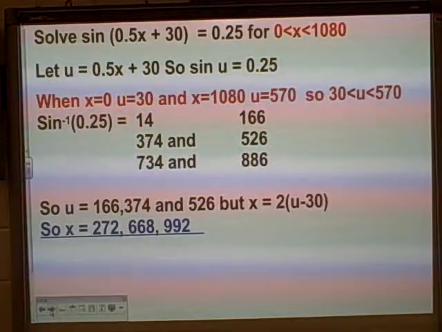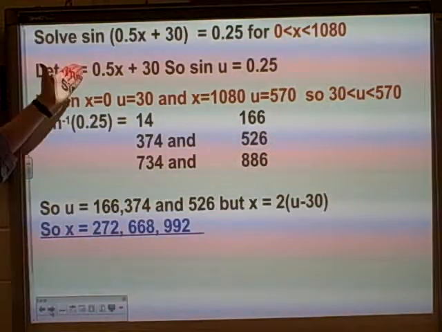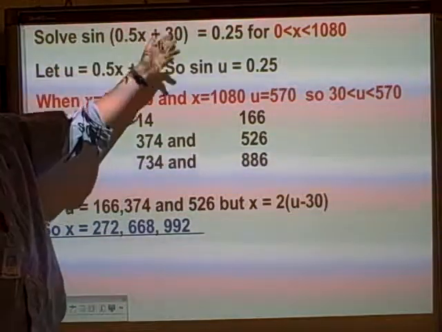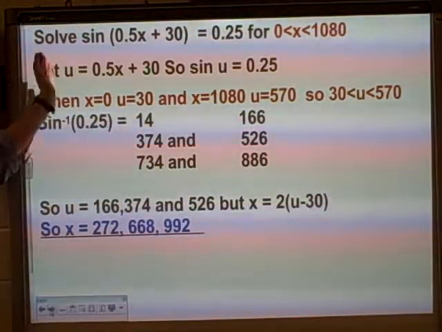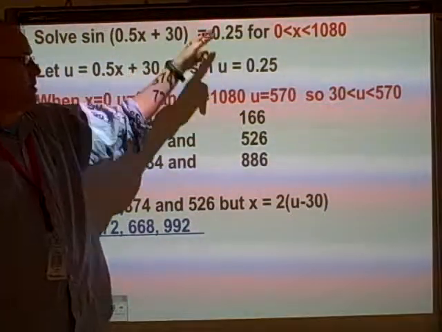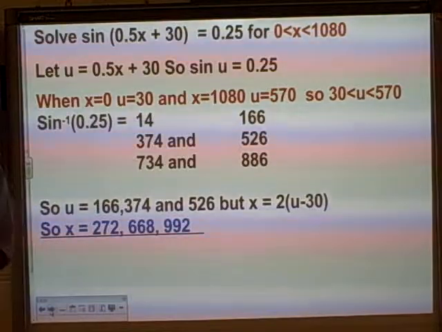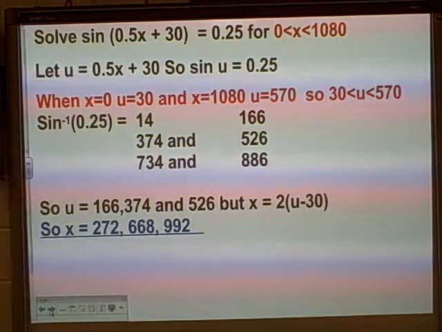Now, the first thing we should do is make the question simpler by doing a u substitution. So instead of doing 0.5x plus 30, I'm just going to call that u. So the question becomes sine u equals 0.25. Now, if we change the question, we also need to change the limits as well.